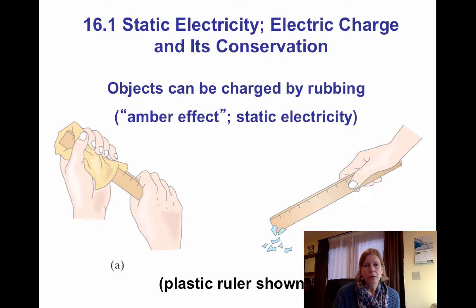So, static charge, let's just talk about what it is. We can charge objects by rubbing them. And once they're charged, no charge is moving. That's why we call it static electricity. We don't have a flow of charge. We'll get to that later. That'll be a current. But for now, we can charge an object and have it hold a charge. So one way to do that is by rubbing, and we call that the amber effect or static electricity. And I'll show you a little demo.